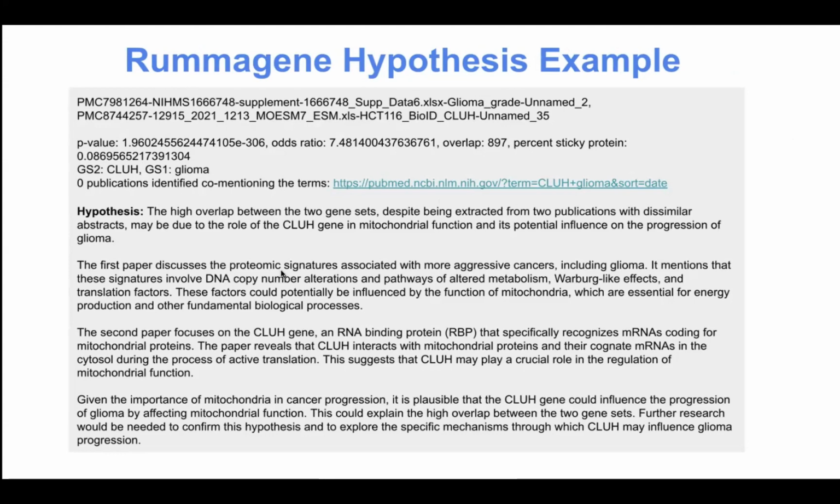By reading through the hypothesis that it generates, we can see that the CLUE gene is involved in mitochondrial function, and that this involvement in the function of mitochondria may be involved in the progression of glioma. That's what it's going to hypothesize. Obviously, this isn't a confirmed hypothesis or anything like that, but it is a plausible explanation of how this gene and disease may be connected. And that's really what we're getting at: a starting point for experimentation and a plausible explanation of why these gene sets might be overlapping.